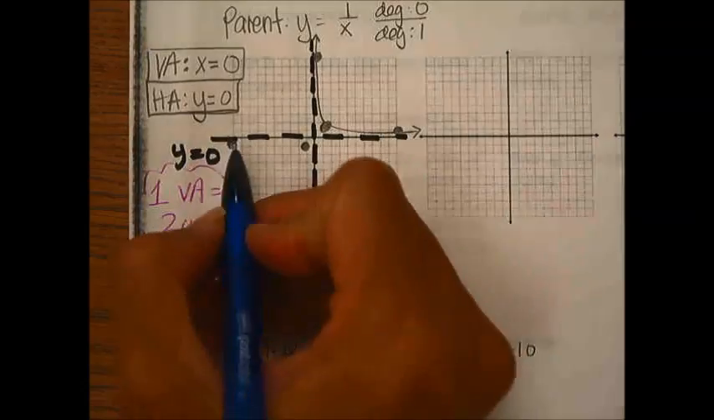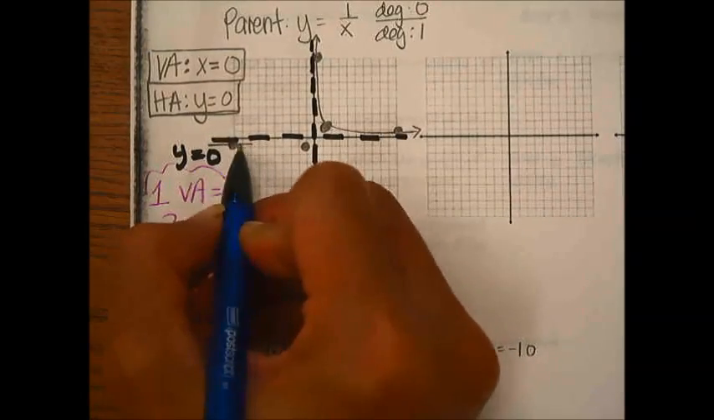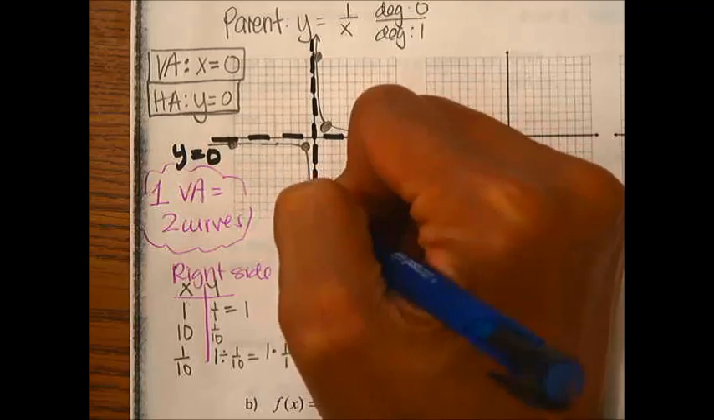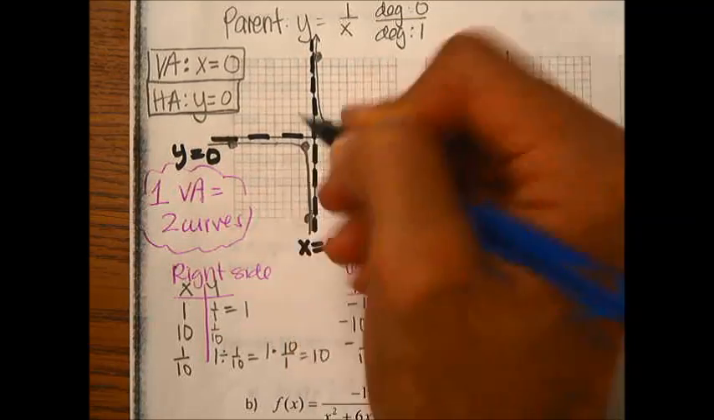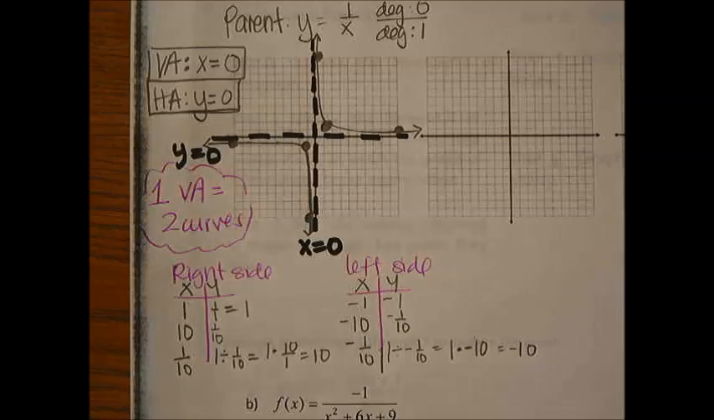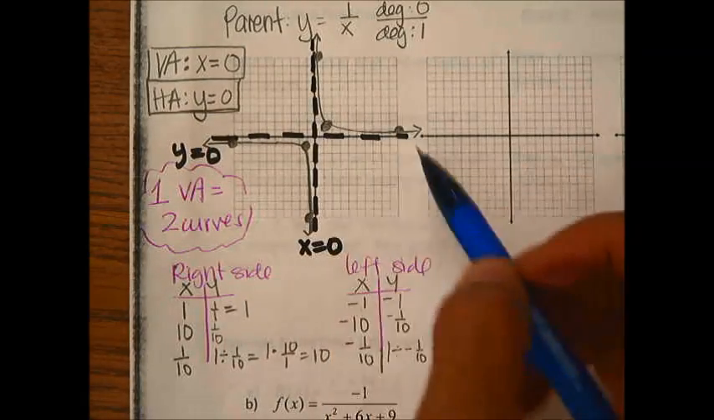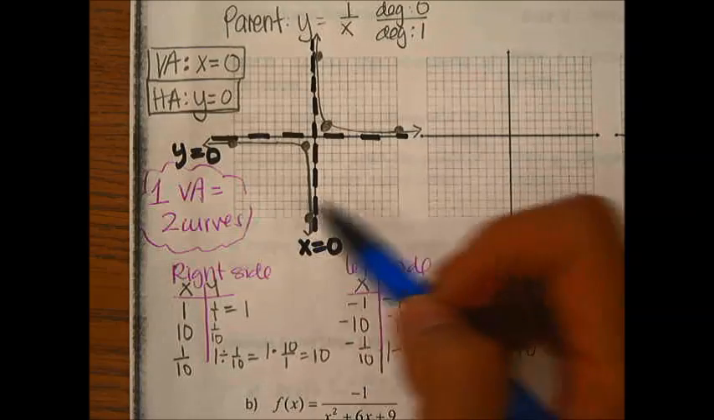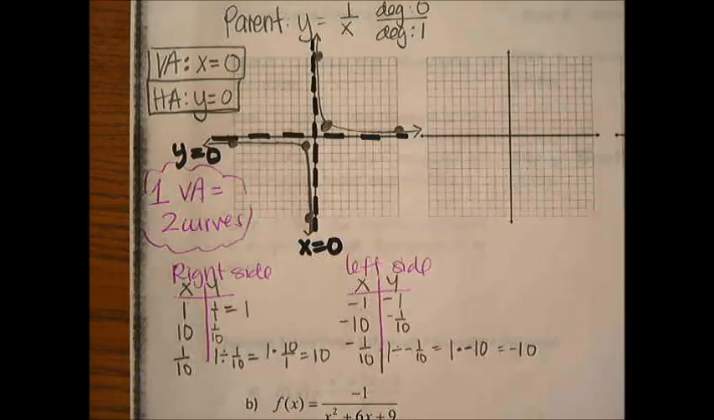Now that I have 3 dots clearly plotted, try your best to connect them. And again, make sure you are clearly showing that your two curves do not touch the asymptotes at this point in time.